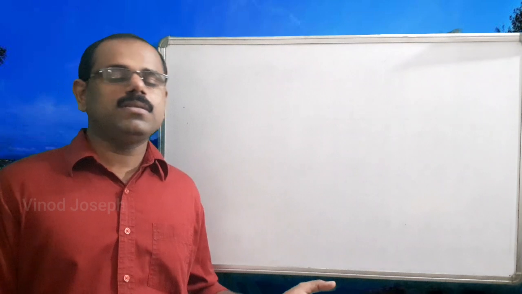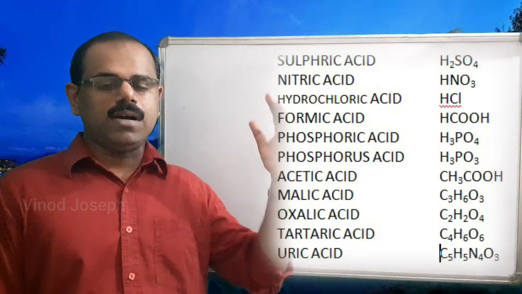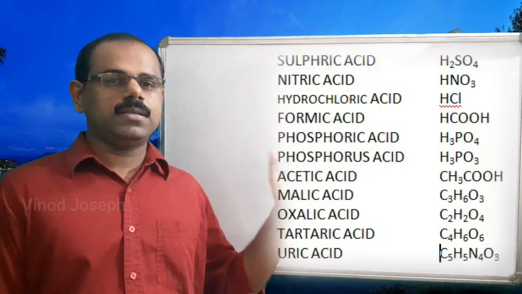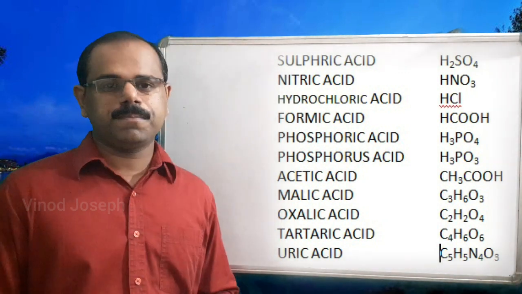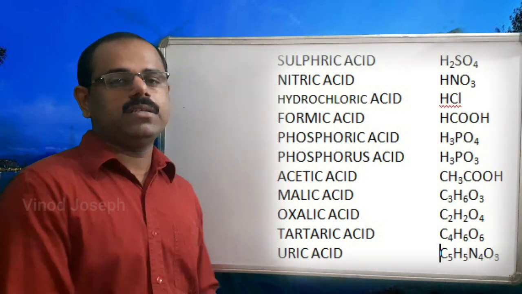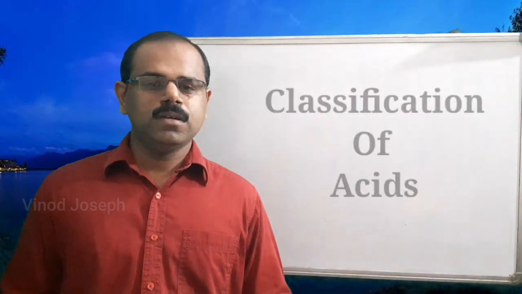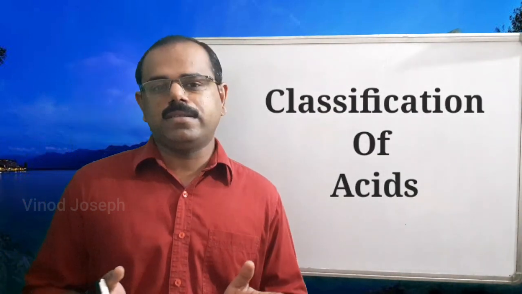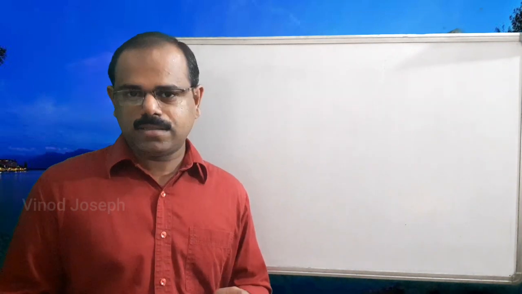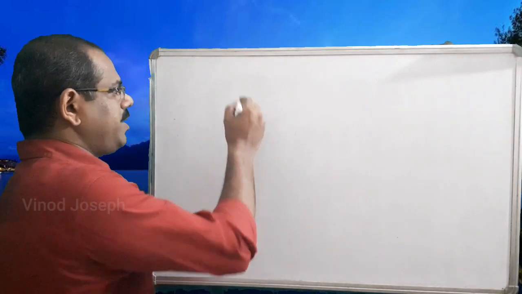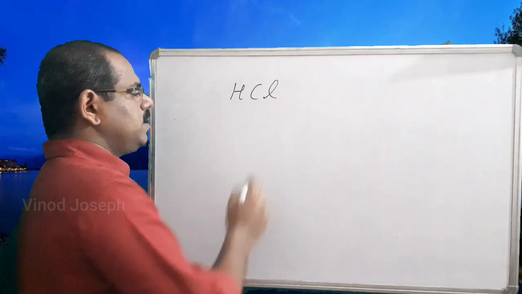See these examples of acids. Here we have sulfuric acid, nitric acid, hydrochloric acid, and at the end we have uric acid here. All these acids are furnished along with their formula. On what basis do we identify the given substance as an acid? See this example. I take hydrochloric acid, HCl.